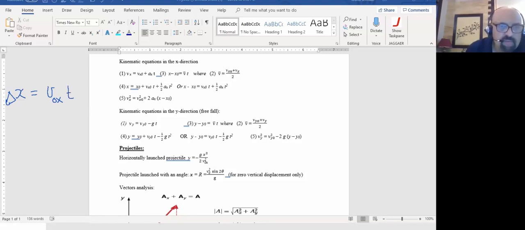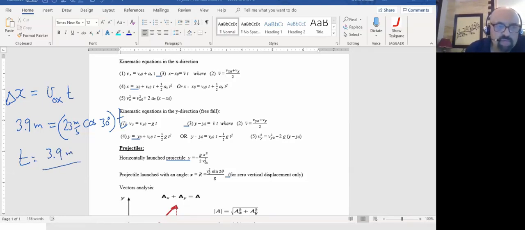Now we know that x, as we mentioned, is 3.9 meter minus 0, so 3.9 meter, equal to the initial velocity in the x direction, which is 23 meter per second cosine 30 degrees times the time. Okay, and now we solve for the time. The time will be, of course, you multiply both sides of the equation by 1 over 23 times cosine 30. This will yield 3.9 meter over 23 meter per second cosine 30 degrees.